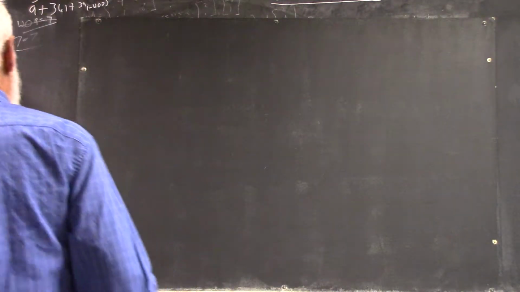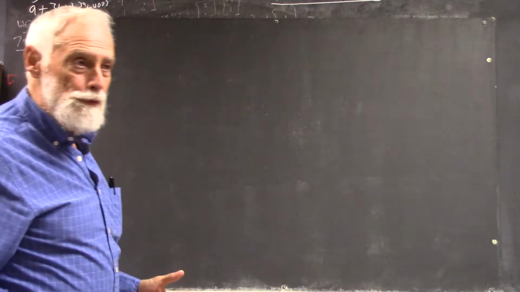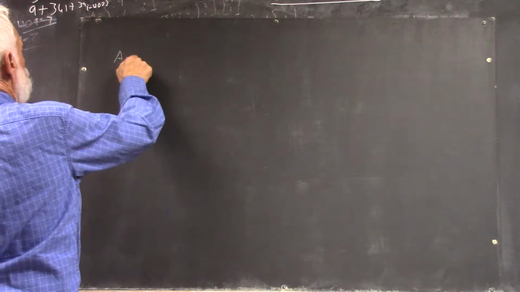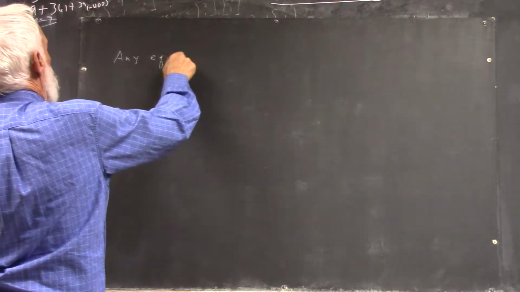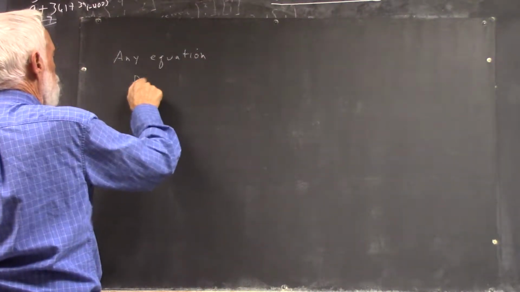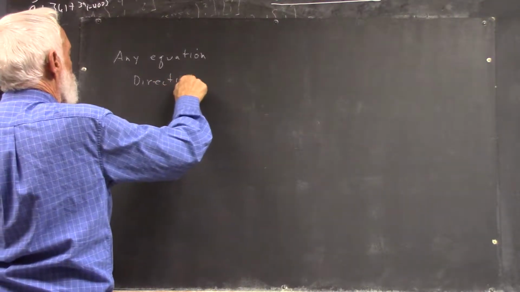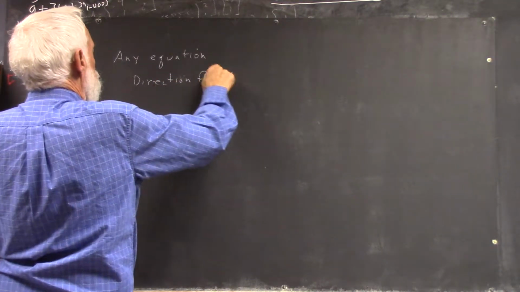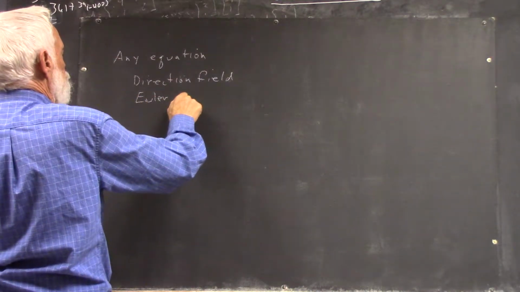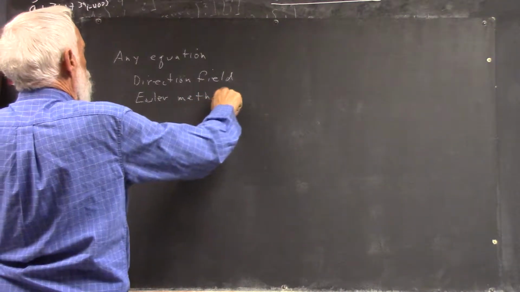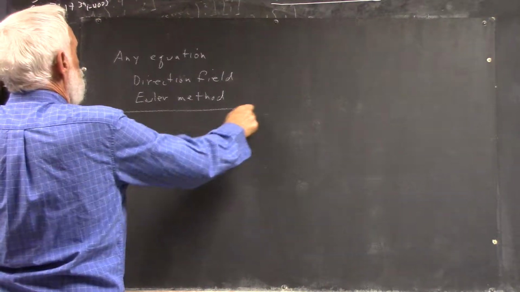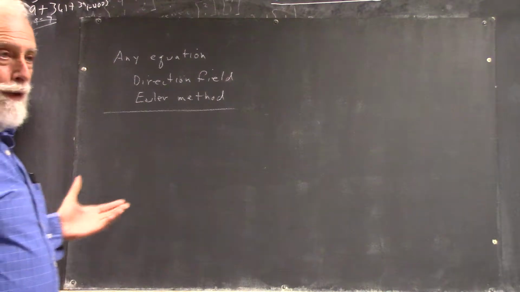Okay, so just a quick overview, okay? First of all, for any equation, you should be able to do a direction field and apply the Euler method, okay? So you need to make sure you can do that.